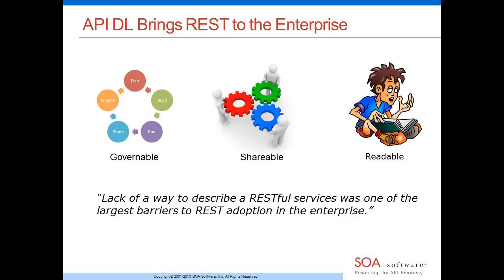So API description languages really bring REST to the enterprise. Before Swagger came on the scene, before RAML came on the scene, when I asked customers why they weren't adopting REST or what was the barrier for them to adopt REST, a lot of them said because there's really no way to describe the REST, okay? There's no way to really govern it. When Swagger and RAML came on, I saw a huge uptake and a huge acceptance in enterprise of REST, right?